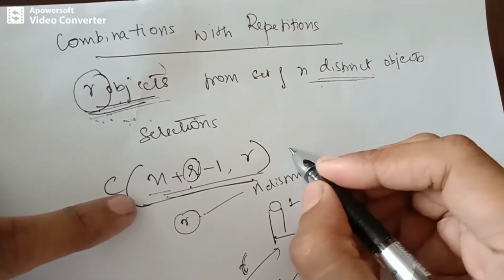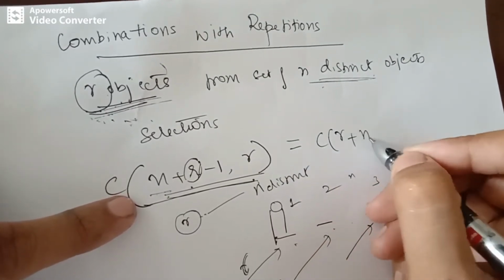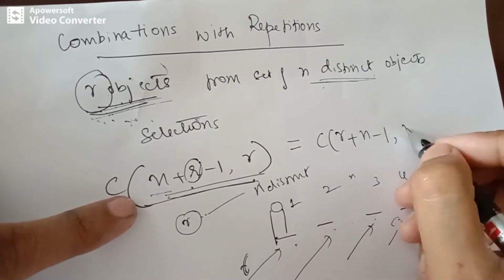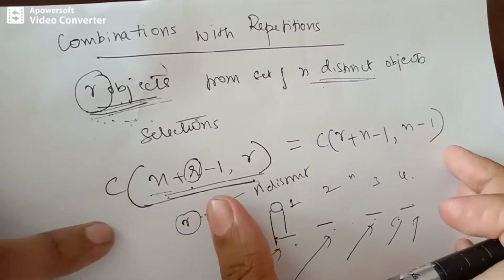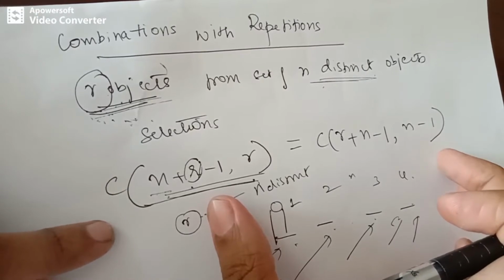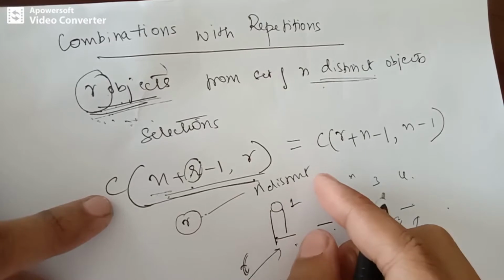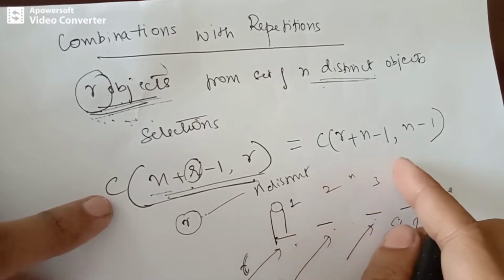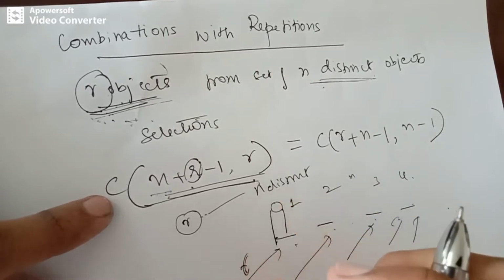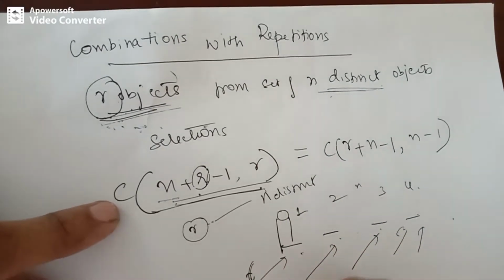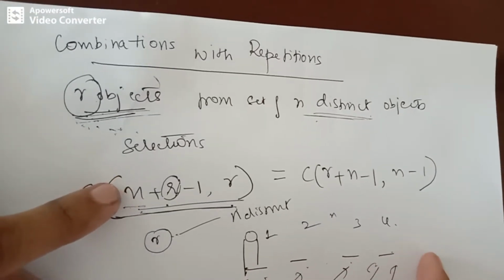This is equal to C of R plus N minus 1 comma N minus 1. Just see this formula. You have to use this formula in your problems. So C of N plus R minus 1 comma R is nothing but C of R plus N minus 1 comma N minus 1. This represents the number of ways in which R identical objects can be placed in N distinct containers.